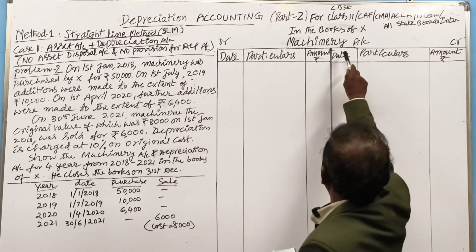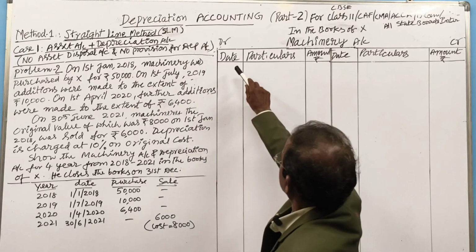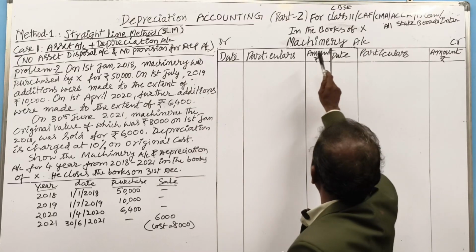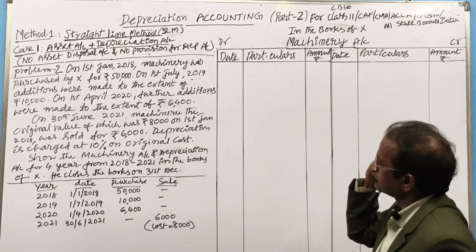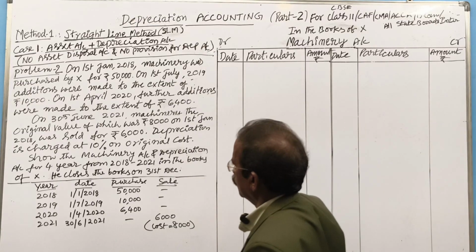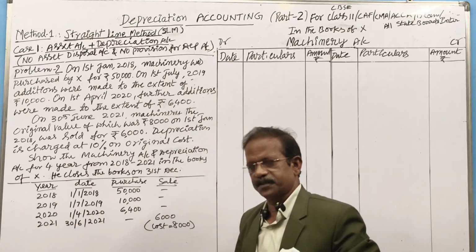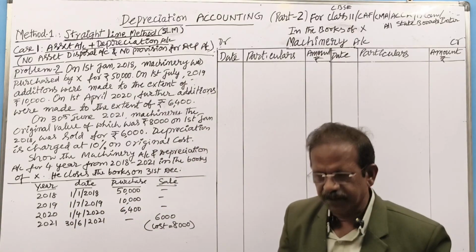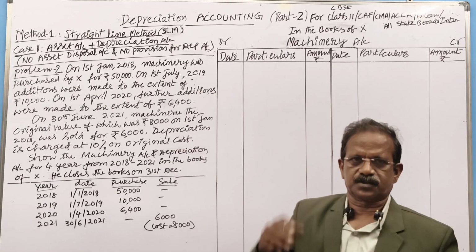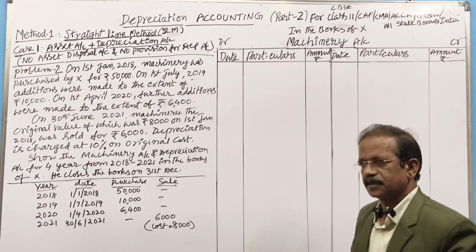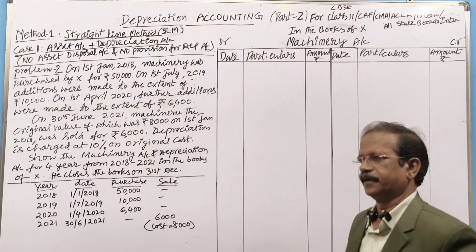Then open the machinery account in the books of X. You know the format, date particulars amount and date particulars amount. And then you first record this transaction. This is the purchase. When you purchase machinery, machinery comes in, cash goes out. Whatever comes in is debited, whatever goes out is credited. That is the journal entry.